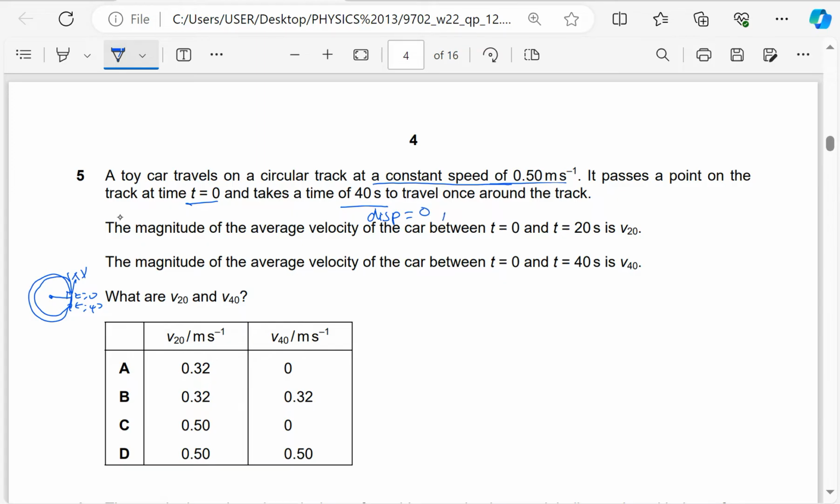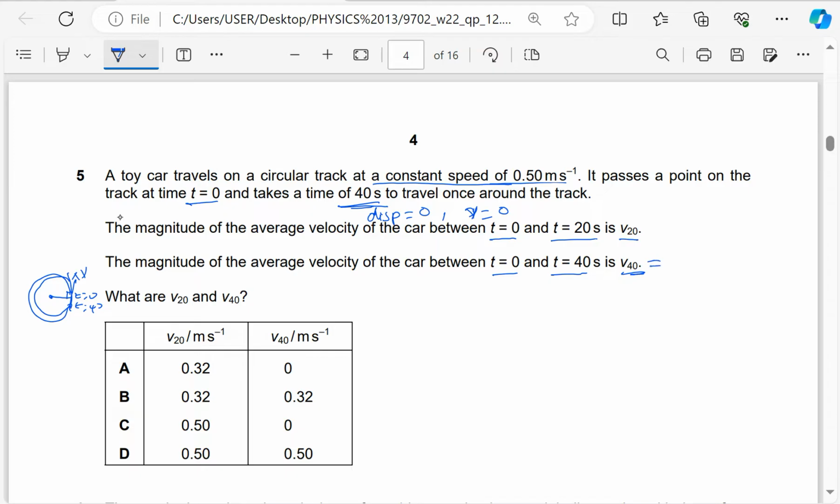If the displacement is 0, it means the velocity is also going to be 0 after 40 seconds. So after 40 seconds, it comes back to the same position where it started from. So V20 is the magnitude of the average velocity of the car between t equals 0 and t equals 20 seconds. The magnitude of the average velocity between t equals 0 and t equals 40 seconds is V40.